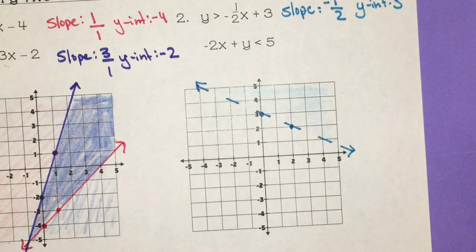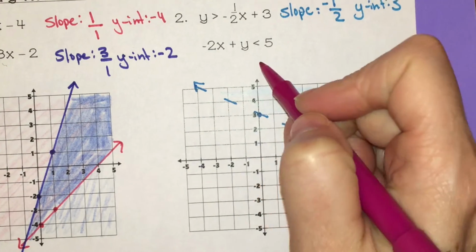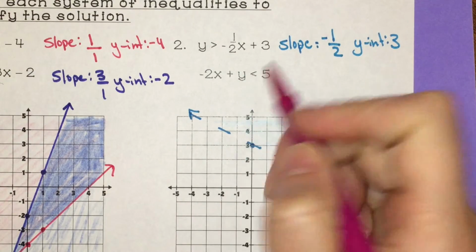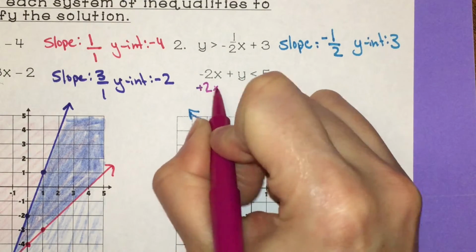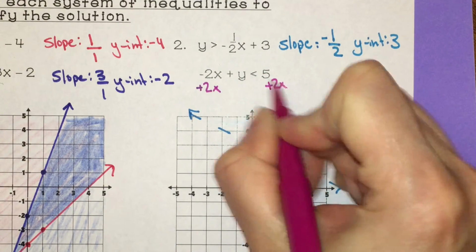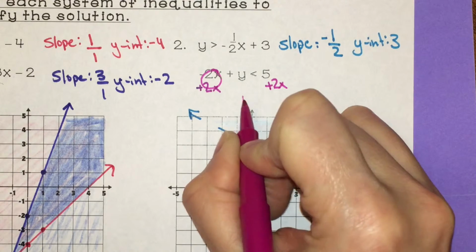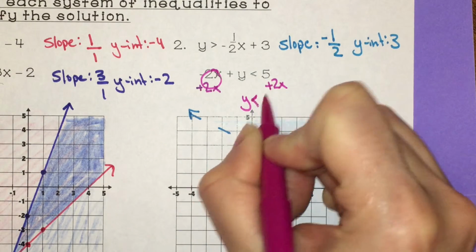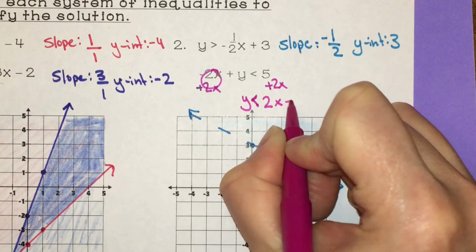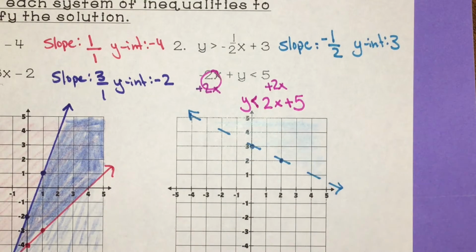Then I'm going to go to my second one. Oh, but this one's not solved for y. I have to get y by itself. So I'm going to add 2x to both sides of that inequality sign. So I get y is less than 2x plus 5. So you had to solve for y.